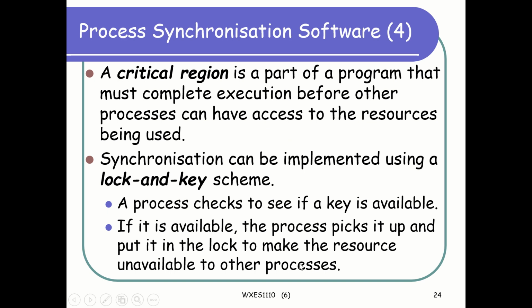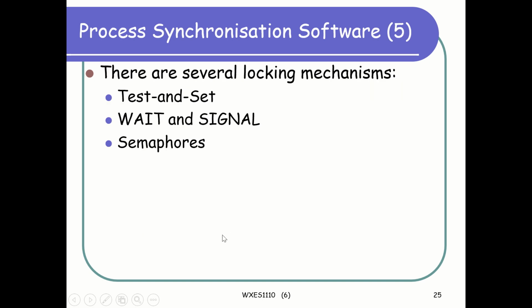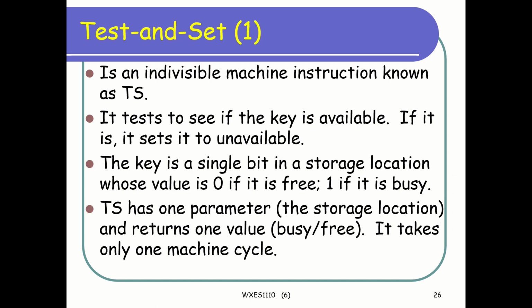So the process checks to see if a key is available. If it is available, the process picks it up and puts it on the lock to make the resource unavailable to other processes. Okay, so you only have one. There are several locking mechanisms. The first is test and set, then wait and signal, and semaphores. So test and set is an indivisible machine instruction known as test and set, or TS.